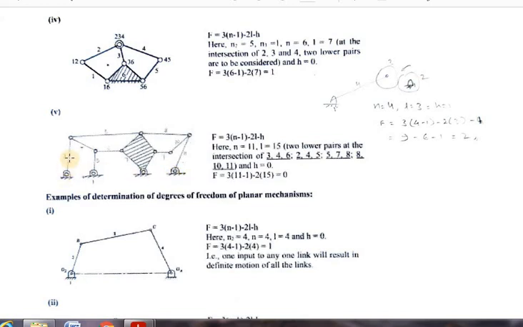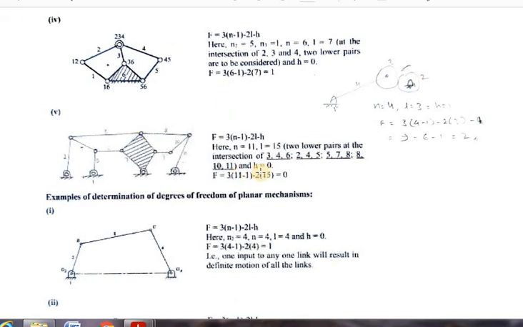I repeat once again, all these fixed links you have to consider as 1. So 1, 2, 3, 4, 5, 6, 7, 8, 9, 10, 11. So n is equal to 11. Next we need to find the number of lower pairs. How many lower pairs are there?